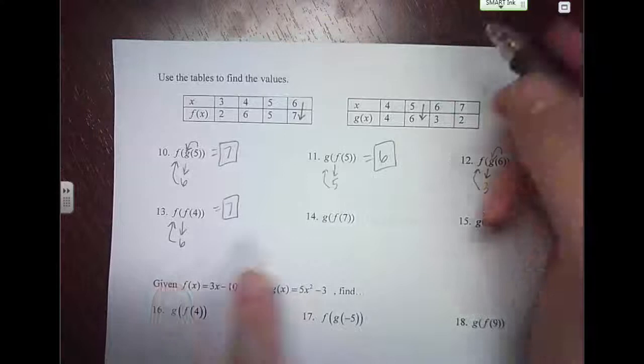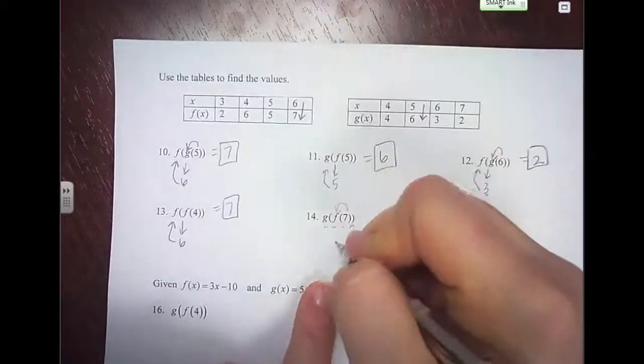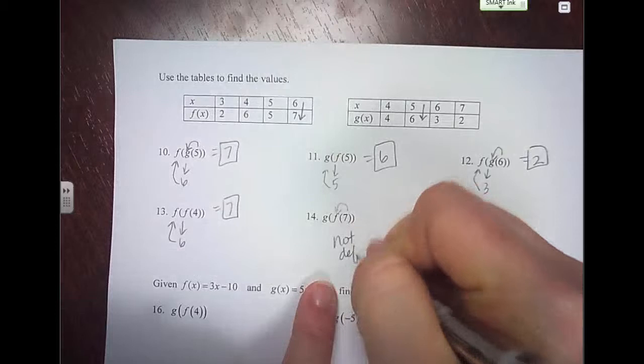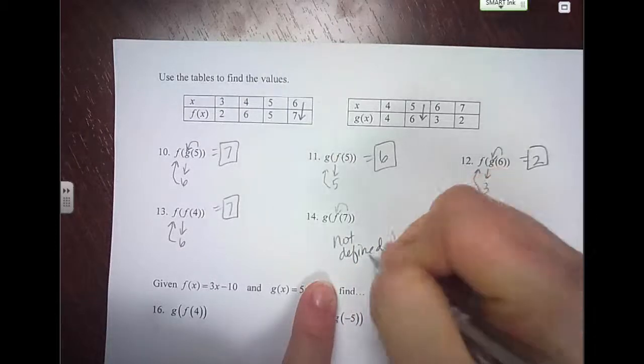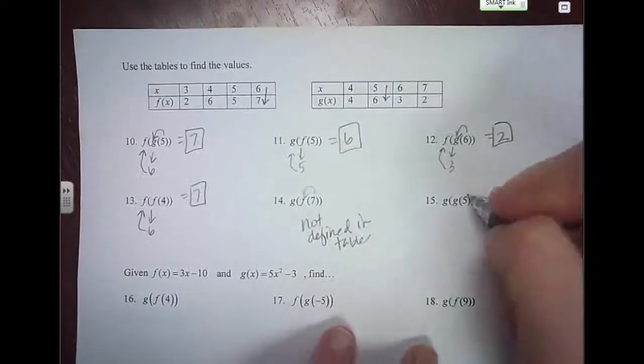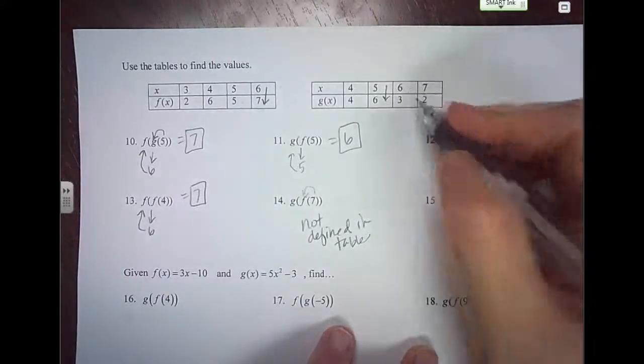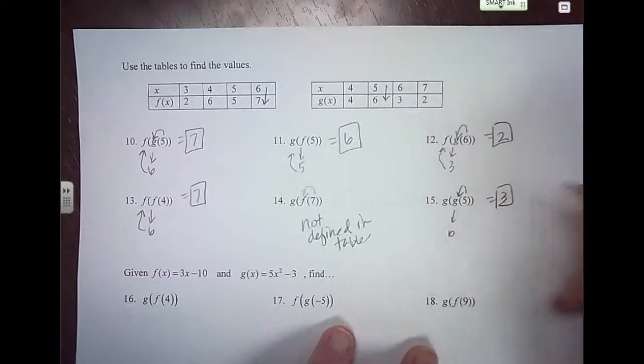Number 14, put 7 into f. Now there's no 7 on here for x, so we just say not defined in table. Number 15, put 5 into g, we get 6. Put 6 into g, and we get 3.